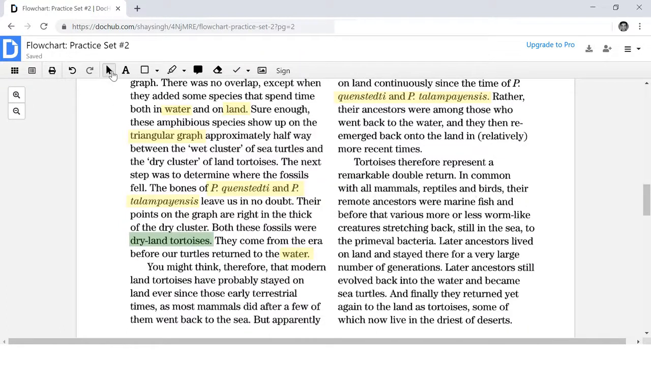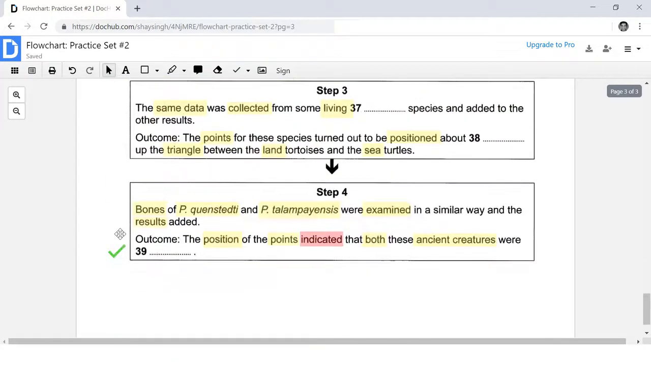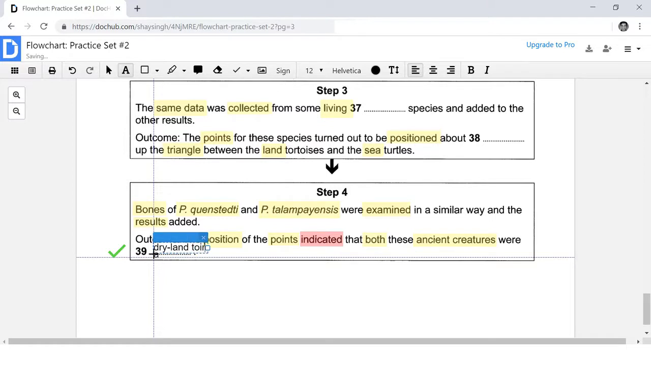Most of the times your answers are going to be disguised. They're going to be hidden right in front of you, but disguised in synonym language. So here I found the answer to question number 39. I'm going to put that question number next to it, and let us come down and put that into our answer sheet. So the answer here is dry land tortoise.